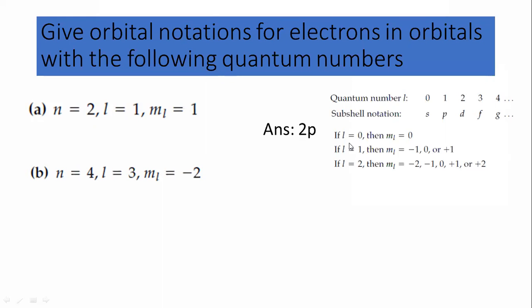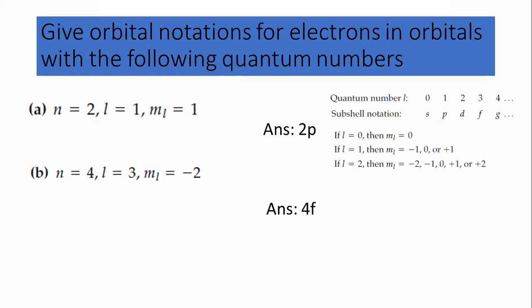Yes sir, 4F, because L is 3 and at 3 it is the F subshell, and n is the number of the shell. 4F, answer. Very good. Excellent. This is 4F. In a similar way I will be asking in the quiz or your assignment. So you are going to decide where the electron is going to be.